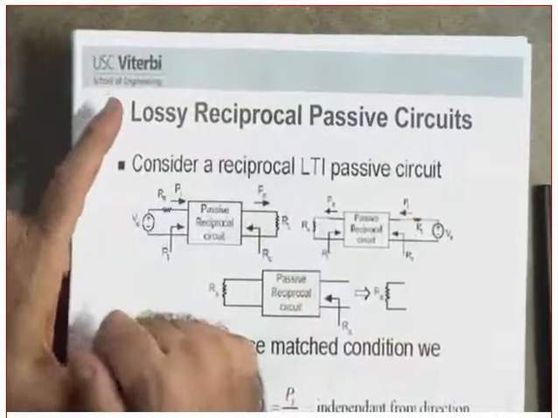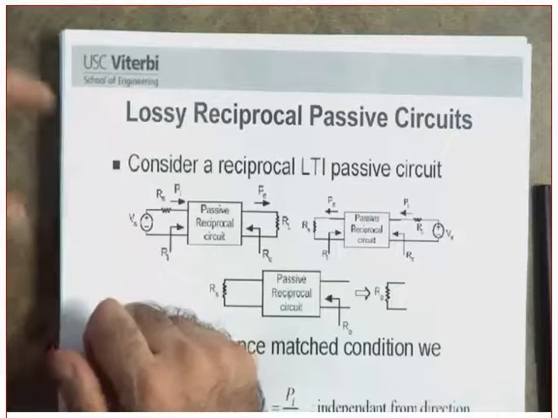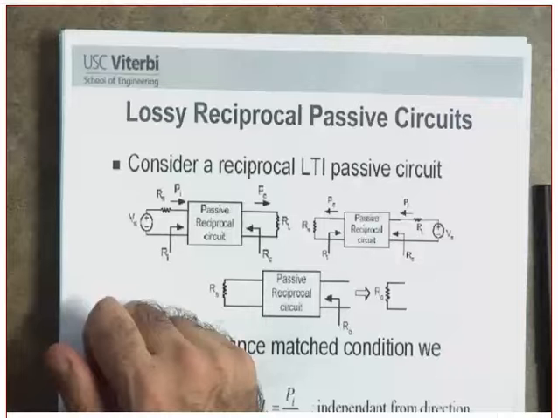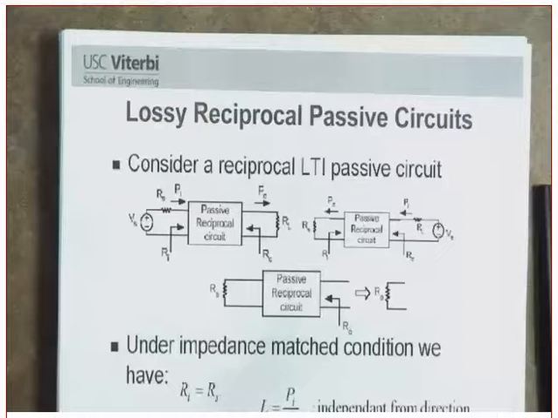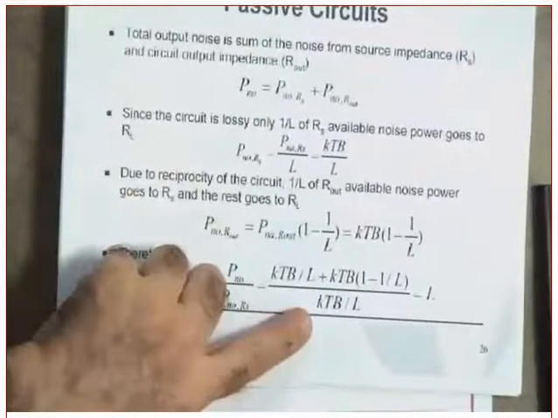When you say a network is reciprocal, what does it mean? It means that when you apply a current at the input port and measure the voltage at the output port, it will be the same as when you apply the same current at the output port and measure the voltage at the input port. That network is called a reciprocal network. And this shows you how to calculate the noise figure for the reciprocal network.